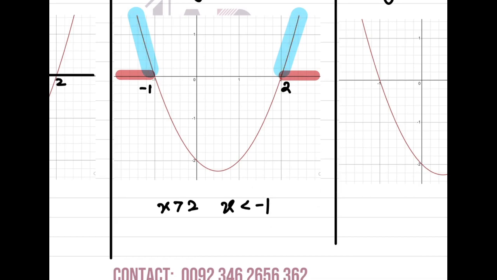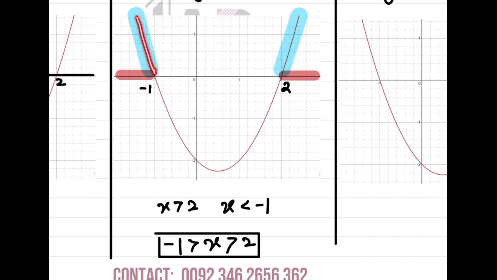And now we can also combine this inequality here. We can also write it like this: x is greater than 2 and x is less than minus 1. The graph has y greater than 0.